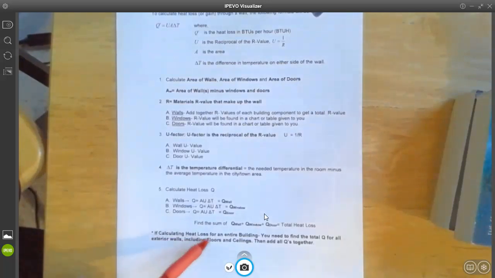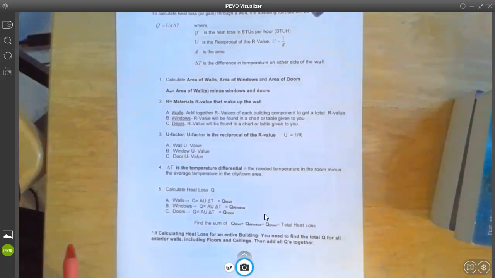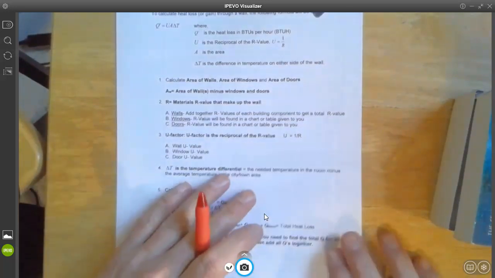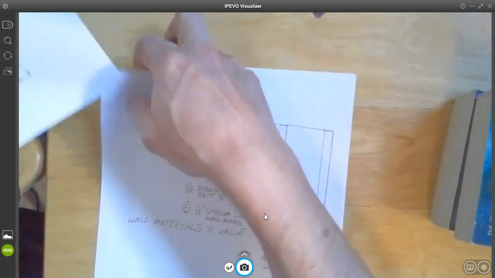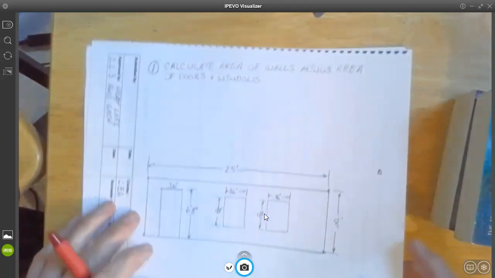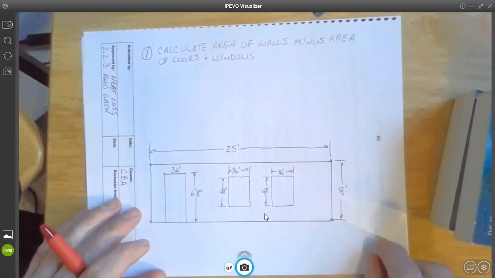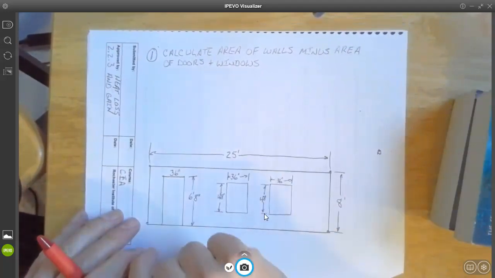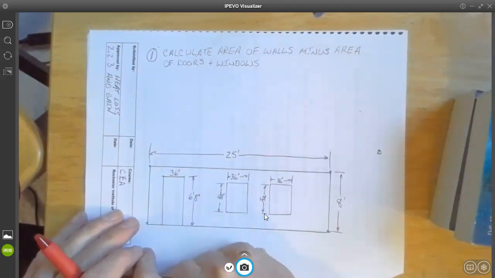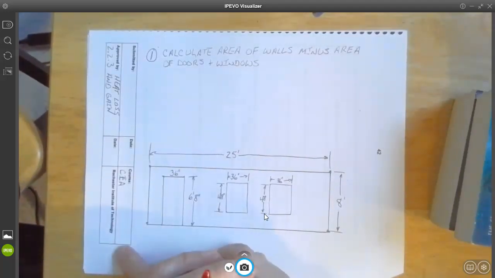Remember that if you're calculating heat loss for an entire building, you need to find the total Q for all the exterior walls, including floors and ceilings. Then we're going to add all the Q values together. I'm not going to make you do walls and ceilings, but we are going to do all the walls in a particular building. So we're going to open up to our next page right here. And this is about calculating the area of the walls minus the area of doors and windows. So this is step number 1.